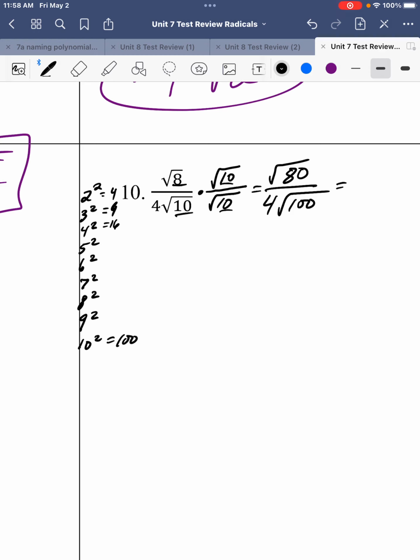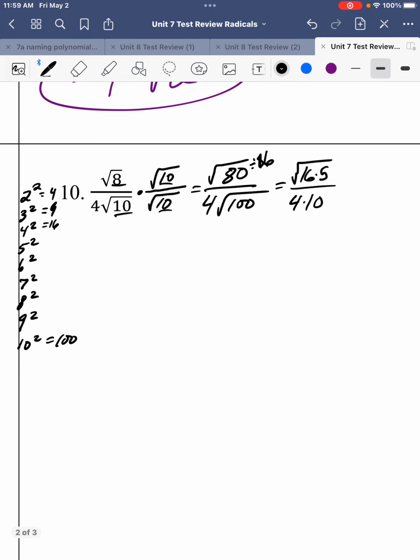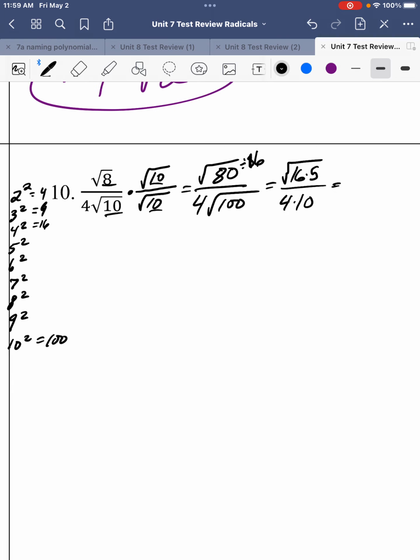And now after multiplying, you have to simplify. So square root of 80 in the numerator, what can you divide that by? By 4, 16. 16 is the biggest. So 16 and 5. And then the denominator is the square root of 100. That middle step, what I just wrote, you don't have to write. You could go straight from the square root of 80 to this step right here. So square root of 16 is 4, and the 5 comes along, so square root of 5, and 4 times 10 is 40. And then we should be able to simplify this in the end.